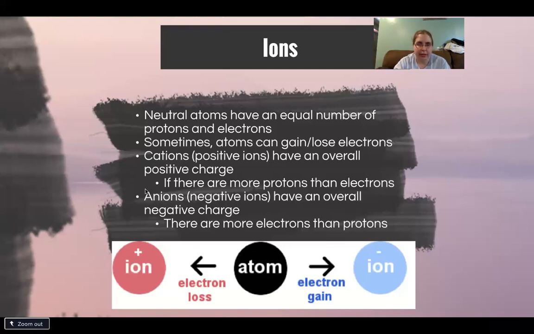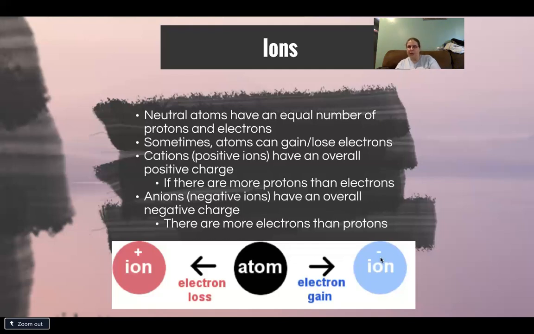You can see that term right here. And it has an overall negative charge because it has more electrons than protons. Remember, the number of protons doesn't change. So to have more electrons than protons, you have to have extra electrons added to you. So you become negative.